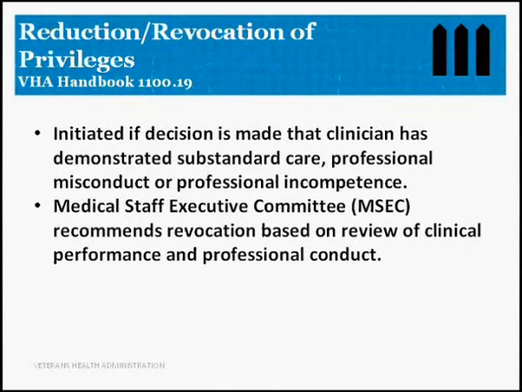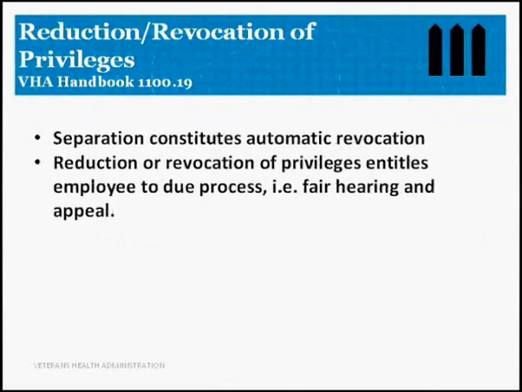You might initiate the process for a reduction or revocation of clinical privileges based on the fact that the clinician demonstrated substandard care, professional incompetence, or professional misconduct. This is where there is substantial evidence, significant evidence that supports substandard care, professional incompetence, or professional misconduct, and that information is presented to the Executive Committee of the medical staff, who will make a recommendation that based on the information in the clinical care review, there is a clinical performance and professional conduct problem here that should result in a reduction or revocation of clinical privileges. So that's our second picket in our picket fence. That, too, is found in 1119.